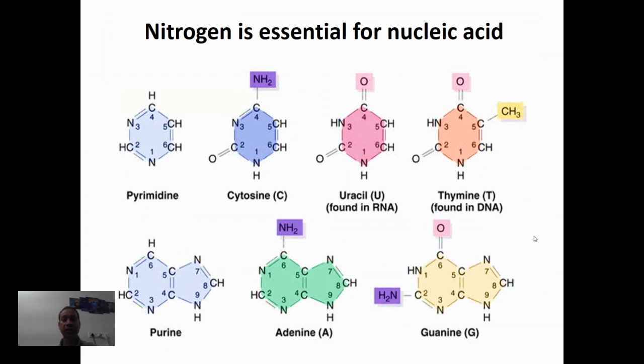Nitrogen is essential for nucleic acids, as we can see in the structure of pyrimidine and purine. In pyrimidine, nitrogen is present at the first and third position, while in purine, nitrogen is present at the 1, 3, 7, and ninth position, as we can see in the case of adenine and guanine.